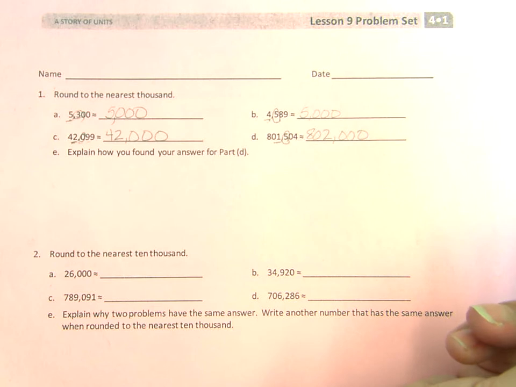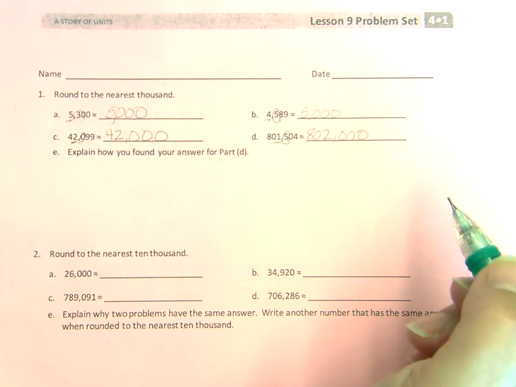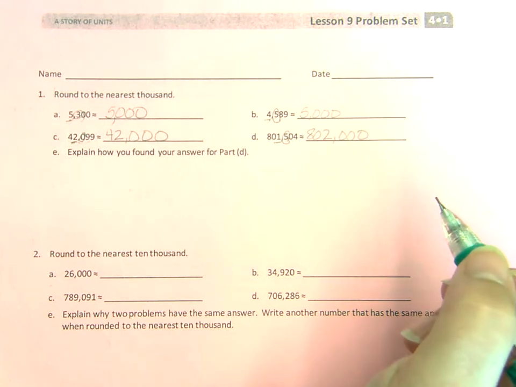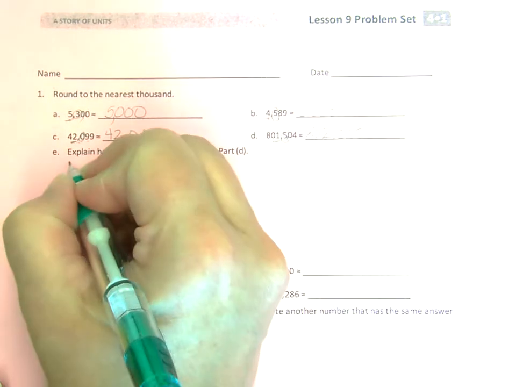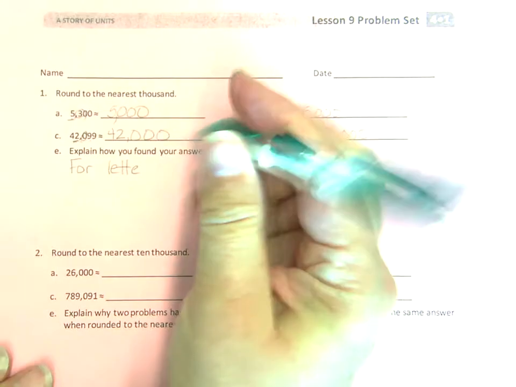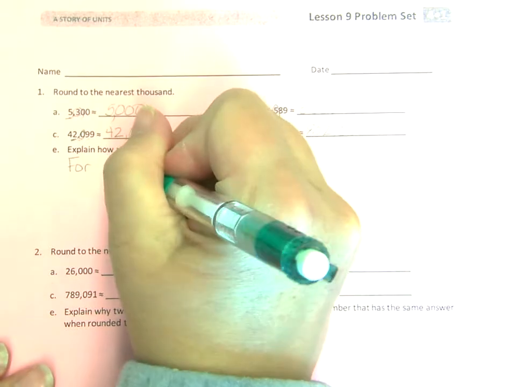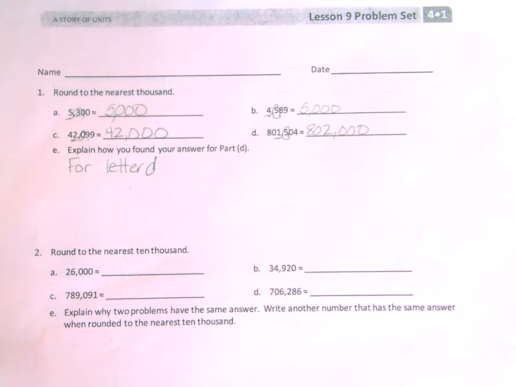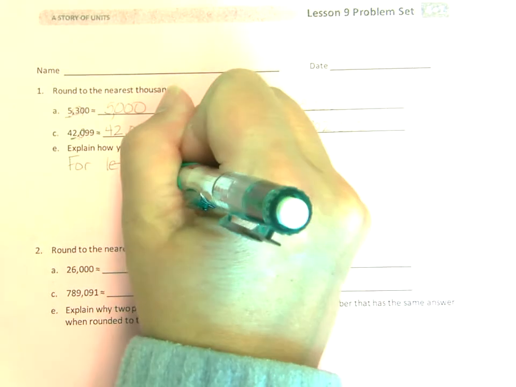Letter E says, explain how you found your answer for part D. Okay. So let's talk about what we did. For letter D, what did we do? Well, we looked at the thousands place, right? Because that was the place value that we are comparing.